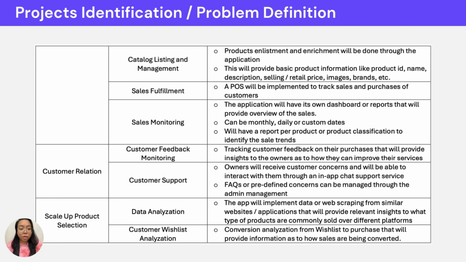For the customer relations, we have customer support and feedback. There is, of course, continuous feedback if, for example, the business needs to sell this because it's trending, or it's a basic necessity that has increasingly provided demand on the business. And then there is a need to scale up product selection.